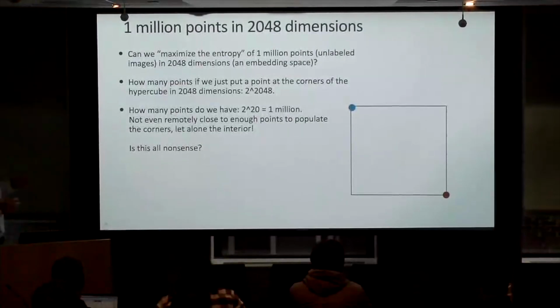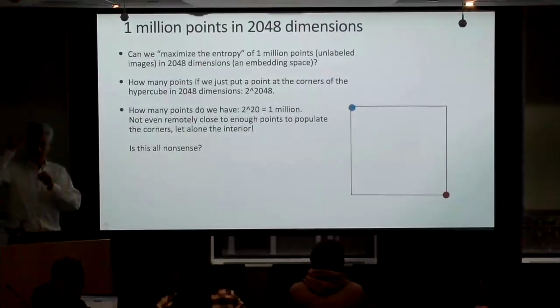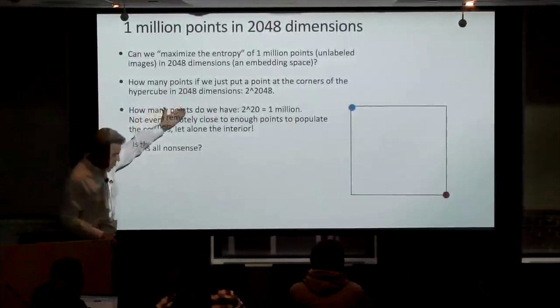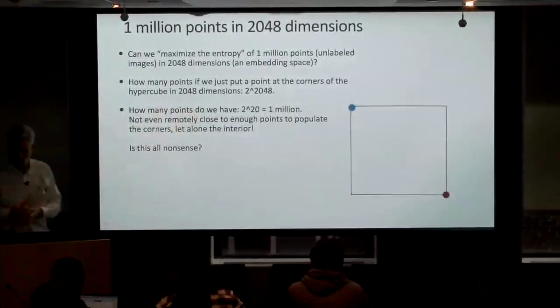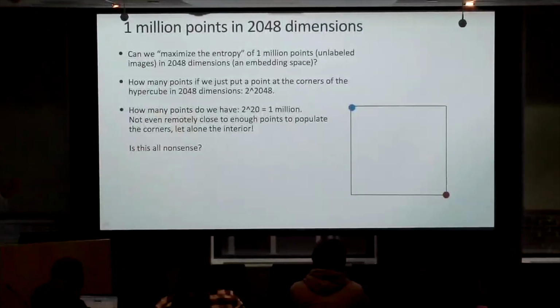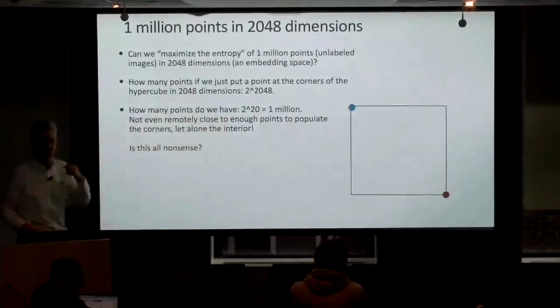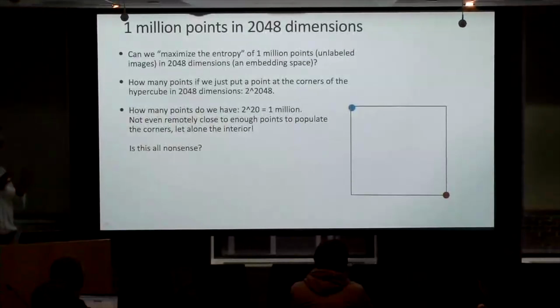So I want you to think about the idea that we have enough points to put an image at every vertex of our embedding cube. Now, how many such points do we need? Well, if we're in 2048 dimensions, there are 2 to the 2048 vertices. That is a ridiculously huge number. Well, we have a lot of points, right? We have 1 million points. That's only 2 to the 20th instead of 2 to the 2000. Okay, so not only is it hard to estimate, it's a ridiculous problem. You can't even do anything sensible.